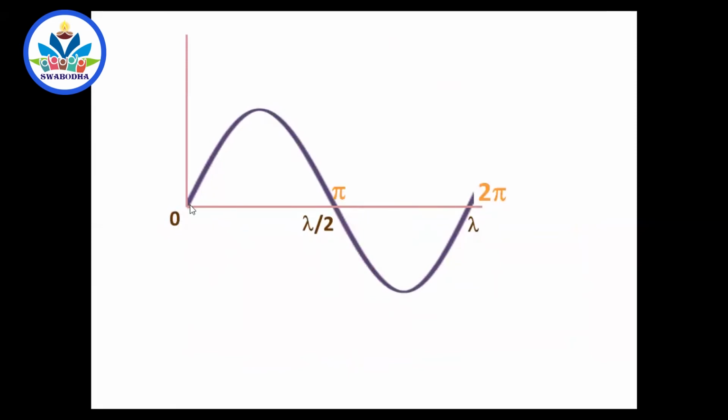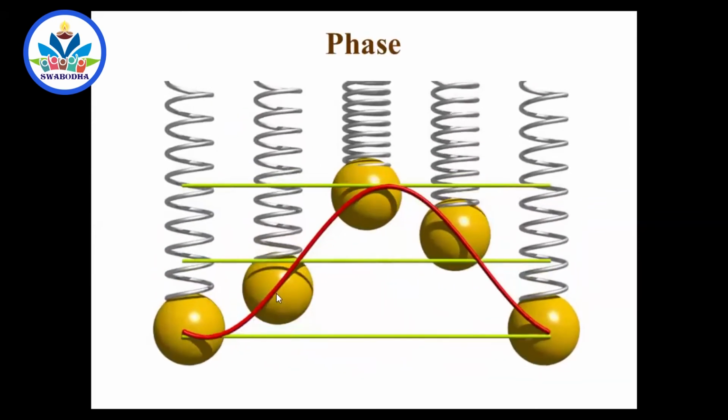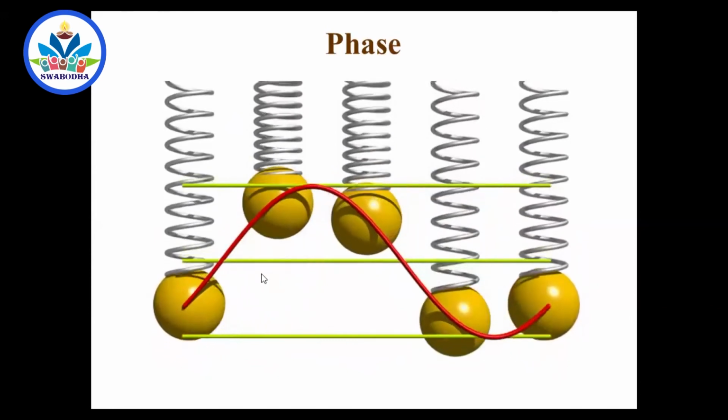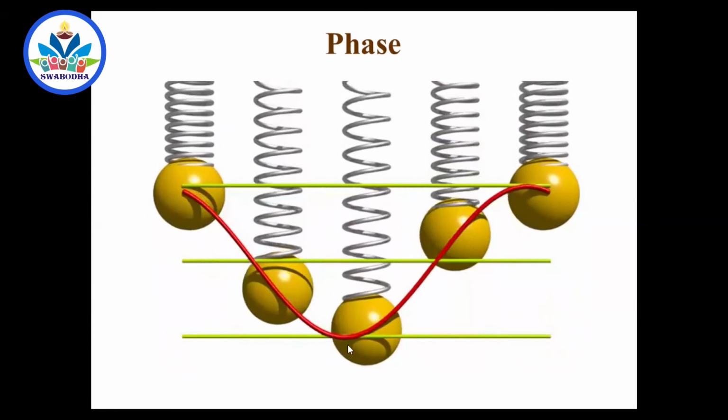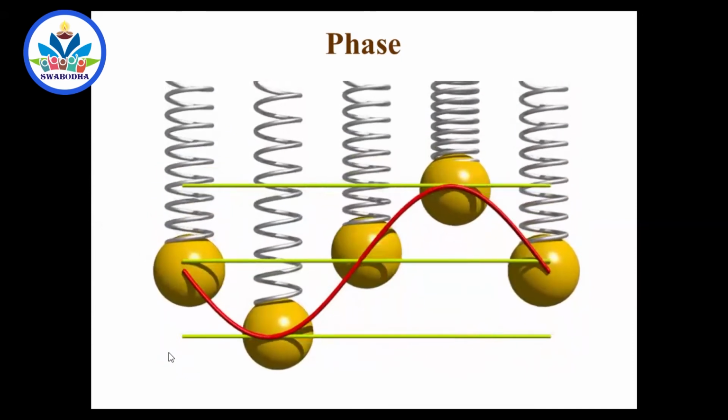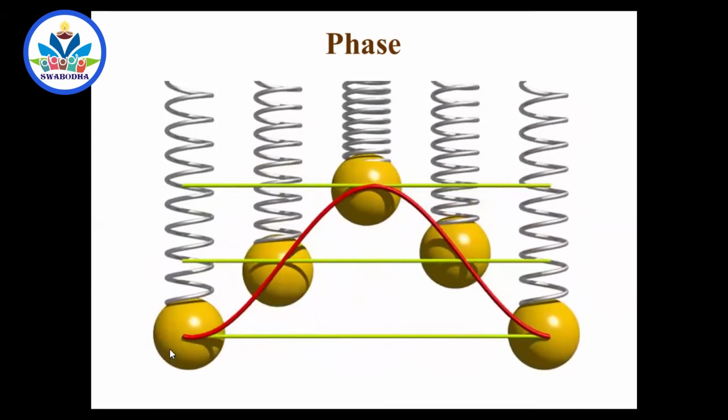This you can remember. A distance of lambda, a phase difference of 2 pi. A distance of lambda by 2, a phase difference of pi. That means they are vibrating in opposite phase. A distance of lambda by 4, a phase difference of pi by 2, 90 degree, right? This and this: 90 degree phase difference, lambda by 4 distance. Lambda by 2 distance from here to here, right? From middle to here. Lambda by 2, phase difference of pi.